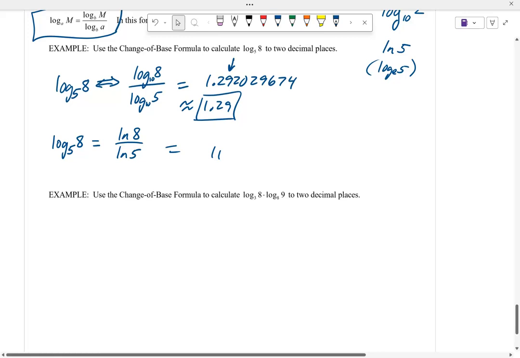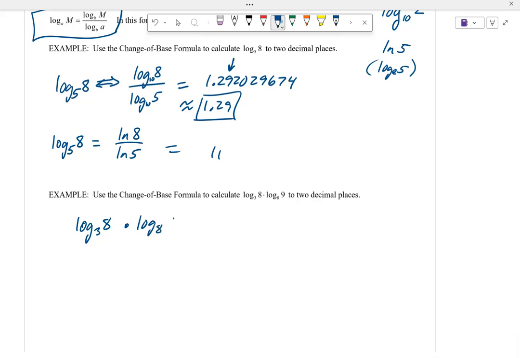So let's do another one here. Use the change of base formula to calculate log base 3 of 8 times log base 8 of 9. Well, we could write that as log of 8 over log of 3, remember that's log base 10, times log of 9 over log of 8. And notice my log of 8's cancel. So this actually ends up being log of 9 over log of 3.